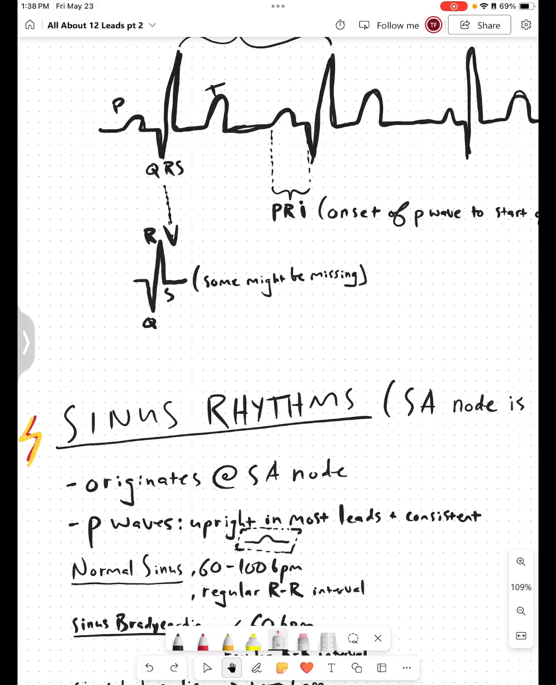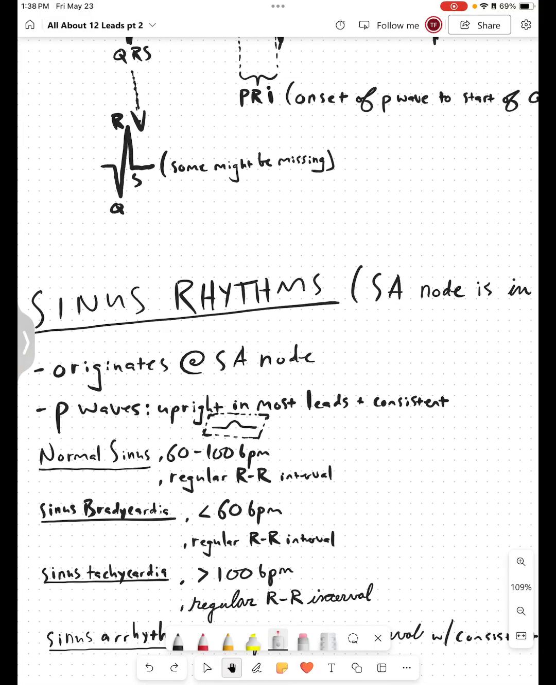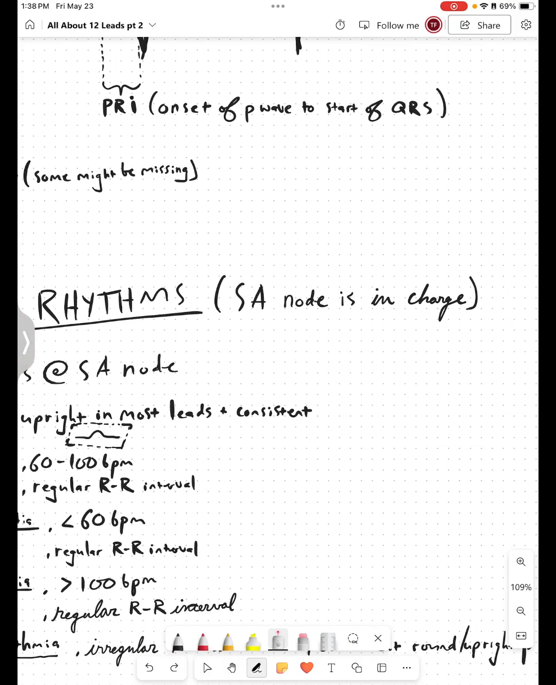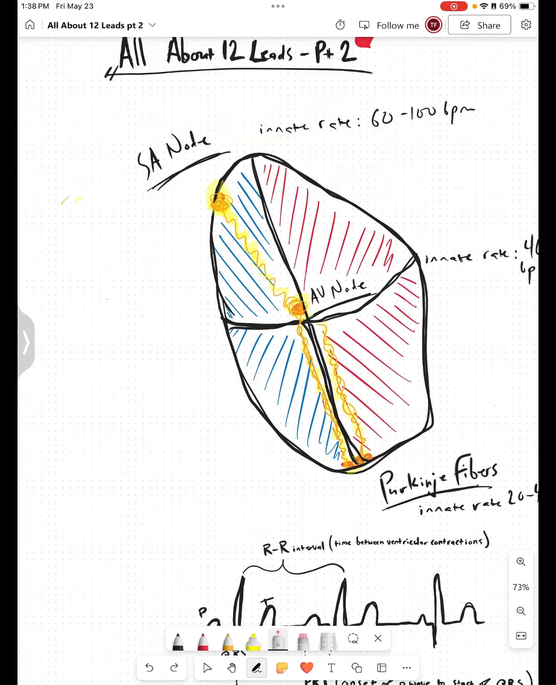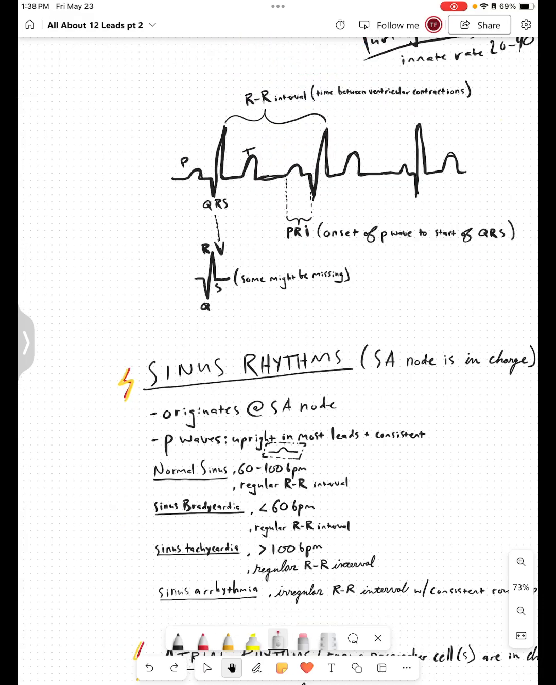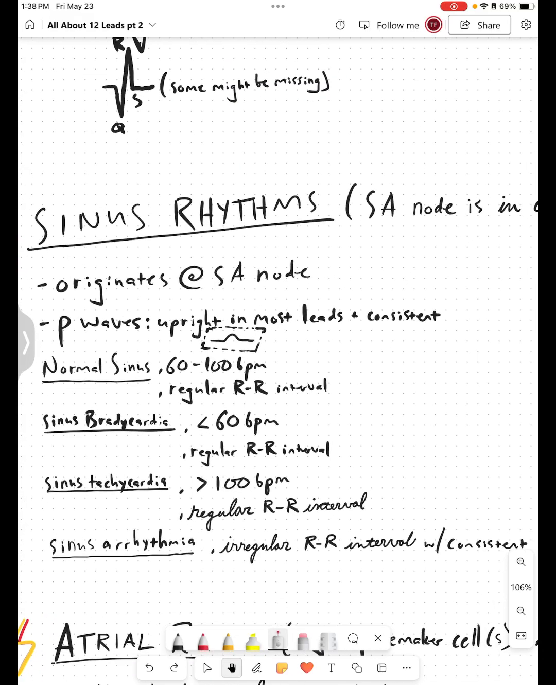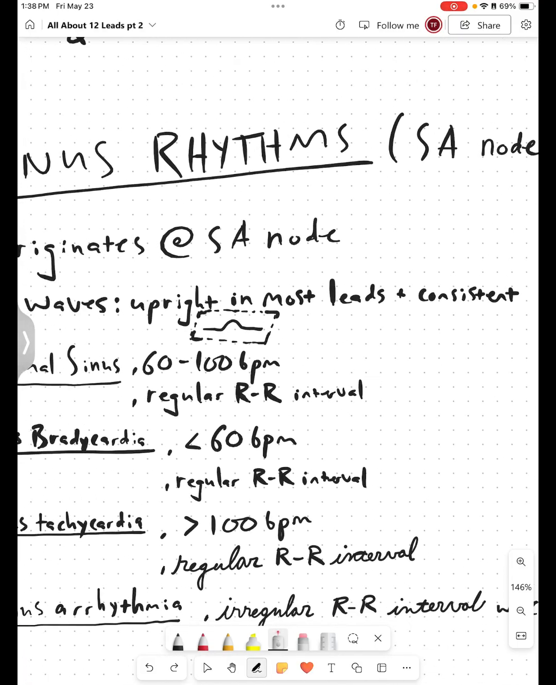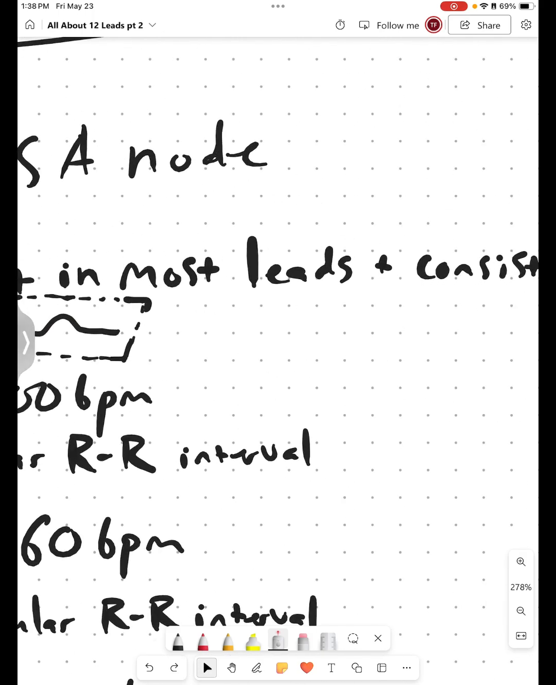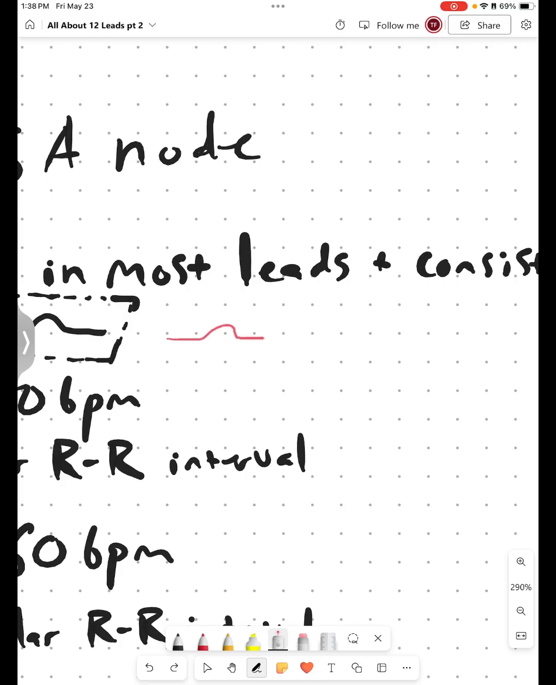So let's get into sinus rhythms. In the sinus rhythm, the SA node is in charge here. So going back up here, these are rhythms that originate at the SA node. P waves are going to be consistent, upright in most leads, and by upright and consistent, I mean they're going to be just like this more likely. They're going to be consistently upright and round, upright and round, upright and round.